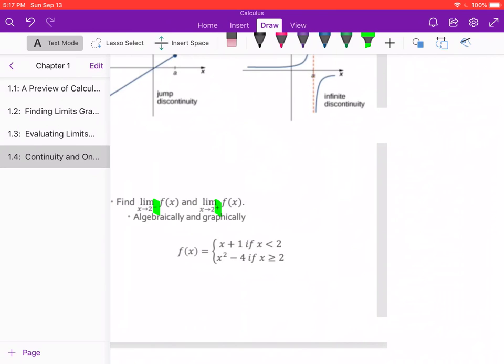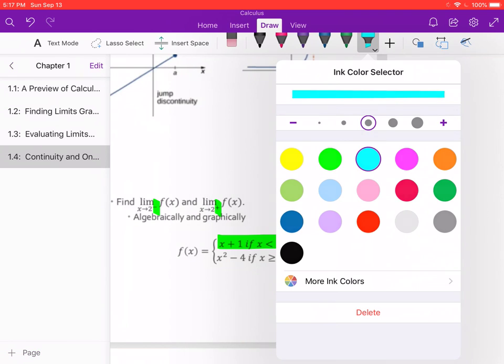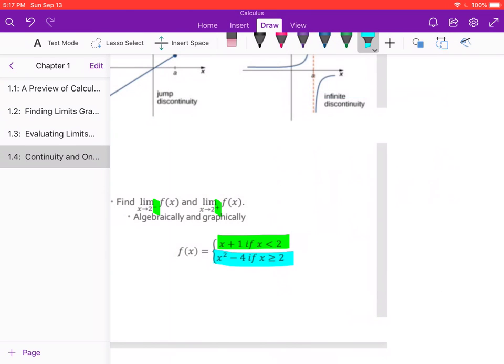If we look from the left, we're going to use the first part of the piecewise function. If we're coming from the right, we're going to use the second piece. So let's start with the limit as x approaches 2 from the left of x plus 1. When we're evaluating limits algebraically, remember we can just use direct substitution for a polynomial. So I'm going to plug in 2. 2 plus 1 is 3.